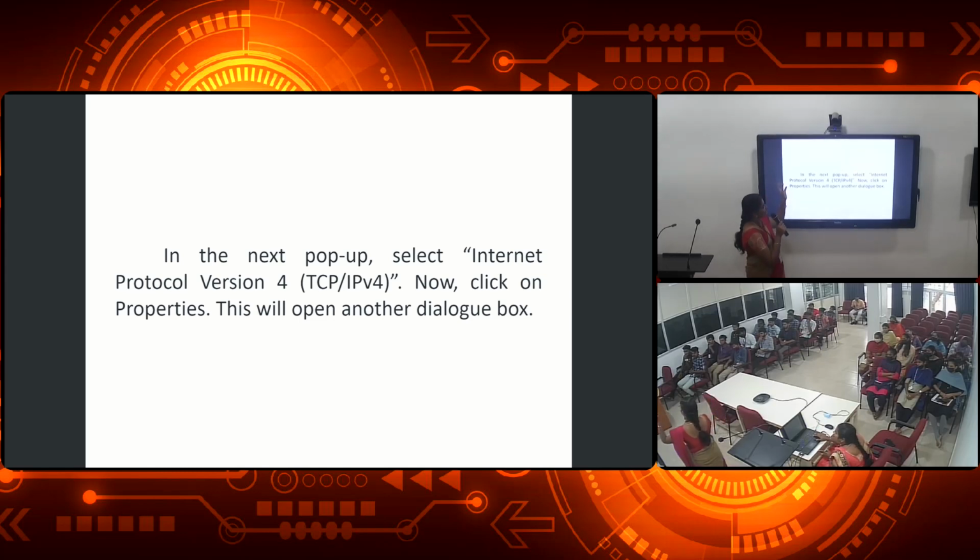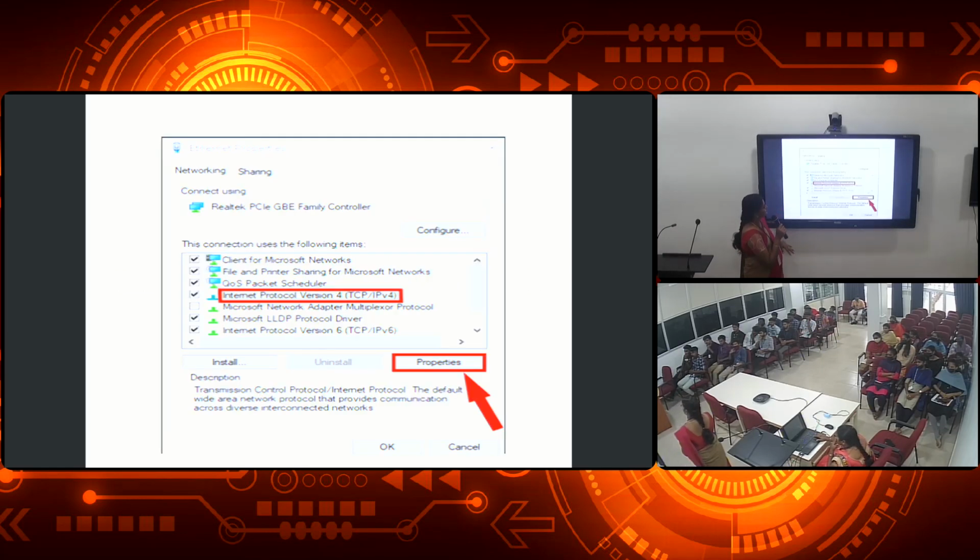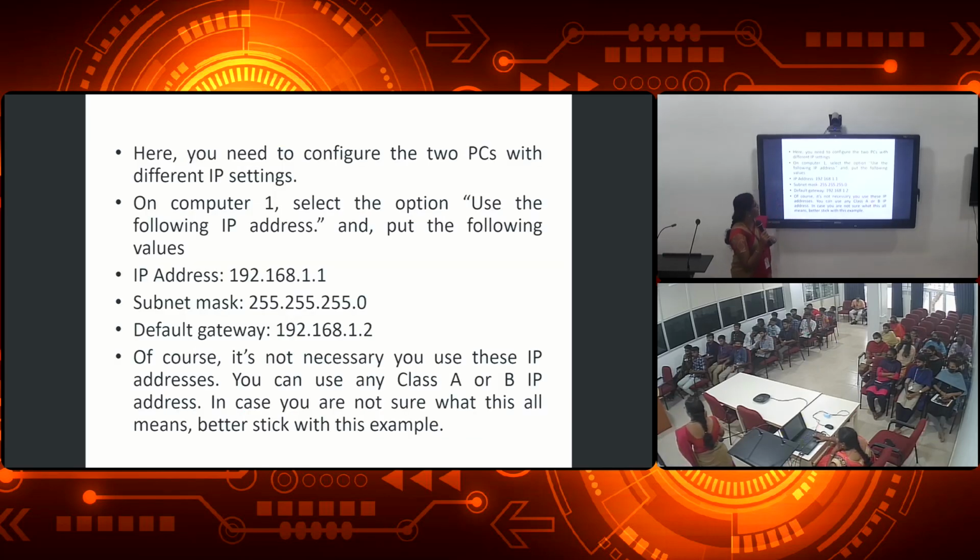And in that you will get one screen. In that you select this IPv4 and now click on properties. This will open another dialog box. See, you enable this internet protocol version. Again you click here, properties button. See here, in the next upcoming slide, we're going to set up an IP address, subnet mask and default gateway. The first two places are default. This one we're going to change.